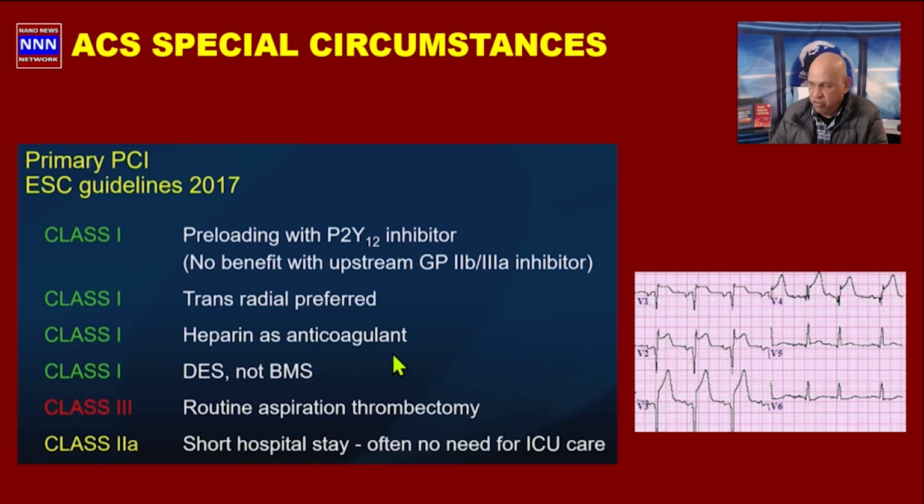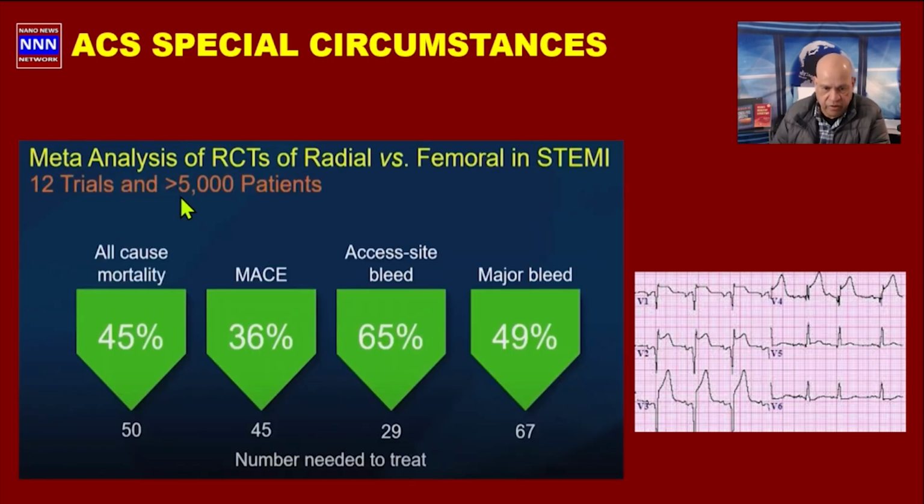Heparin as an anticoagulation and drug-eluting stent is the standard of care, unless there's a compelling reason to use a bare metal stent because somebody has to go for an urgent surgery within the first 3 months after the stent placement. Routine atherectomy is not indicated. It is class 3. That means this is a negative answer, and keep that in mind. And short hospital stay. Some of these patients often don't need ICU care, according to the European guidance.